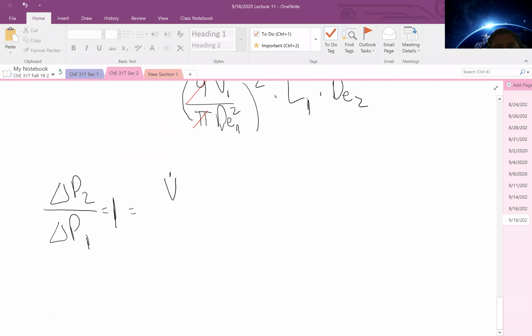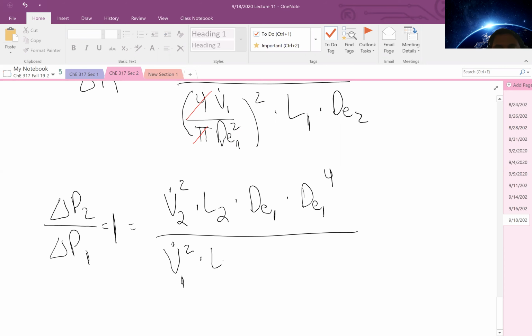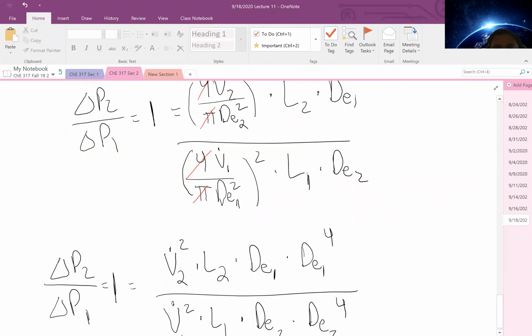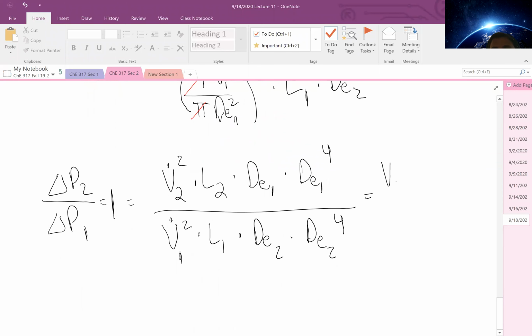So yeah, this can get a little convoluted in terms of the organization of the terms. So I basically squared each of the terms. If I square the 4 and the pi, it still gets canceled by the bottom. And so what I'm left with is this expression, which is simply the flow rate squared 2 times length times diameter 1 to the 5th over flow rate 1 squared length 1 times diameter 2 to the 5th.